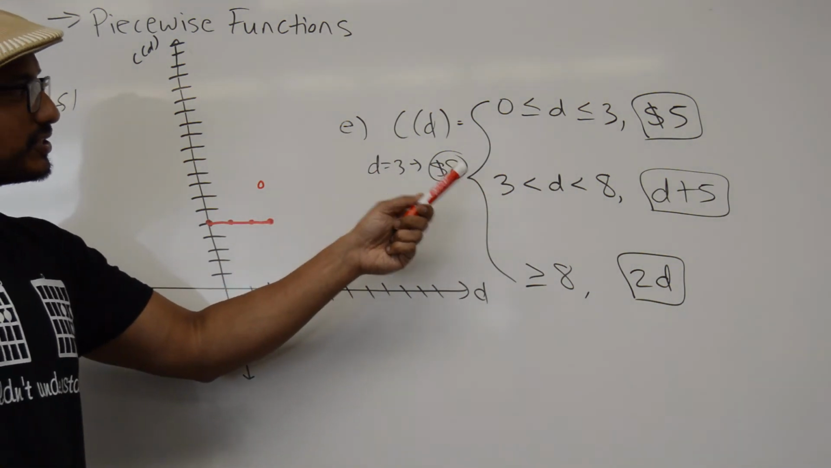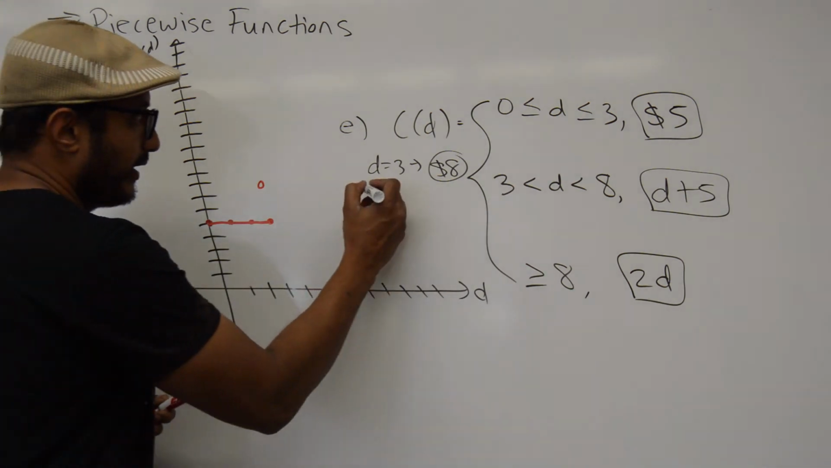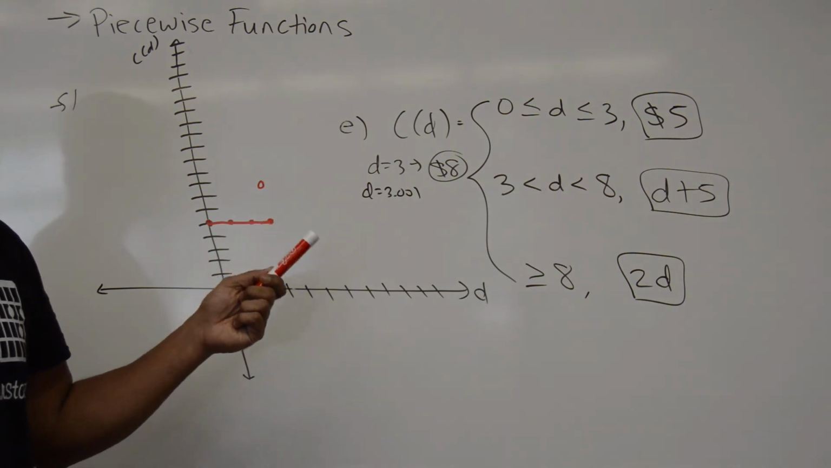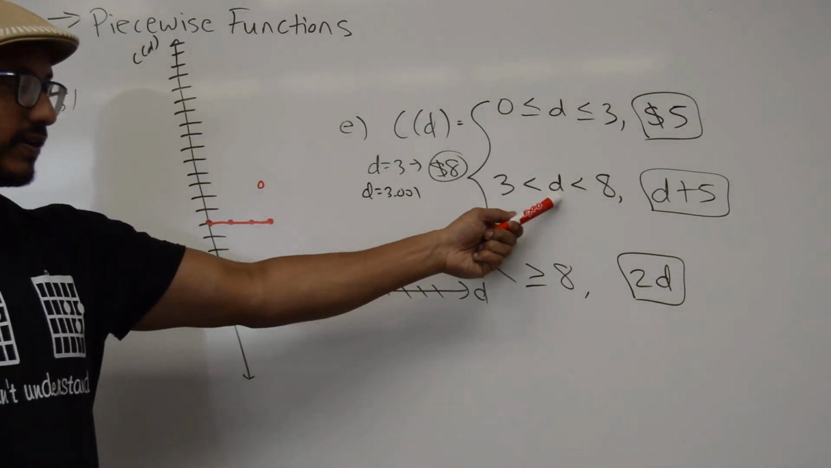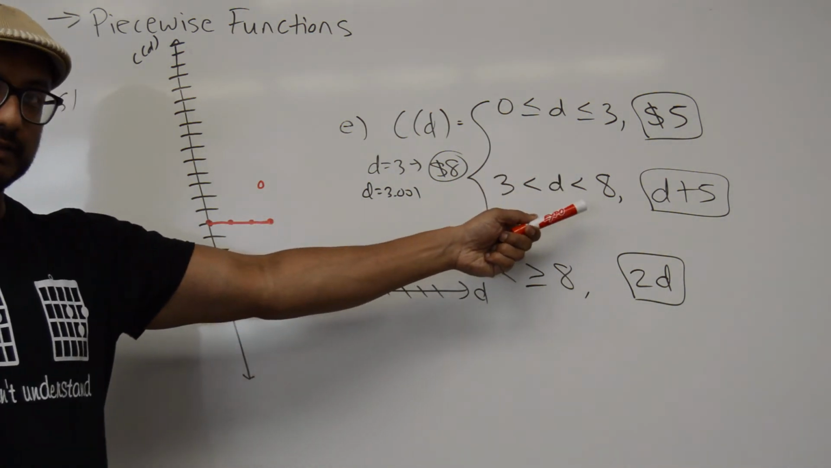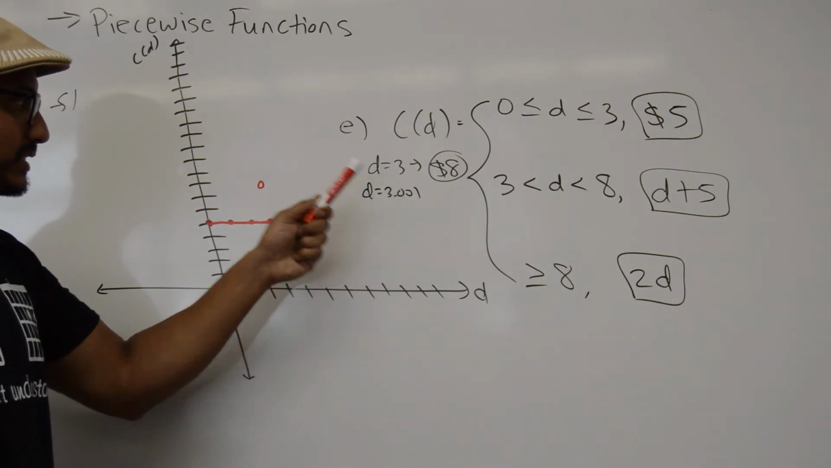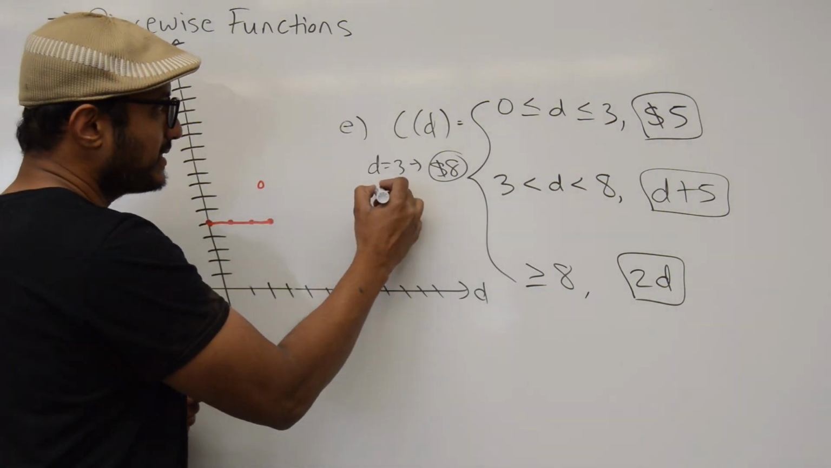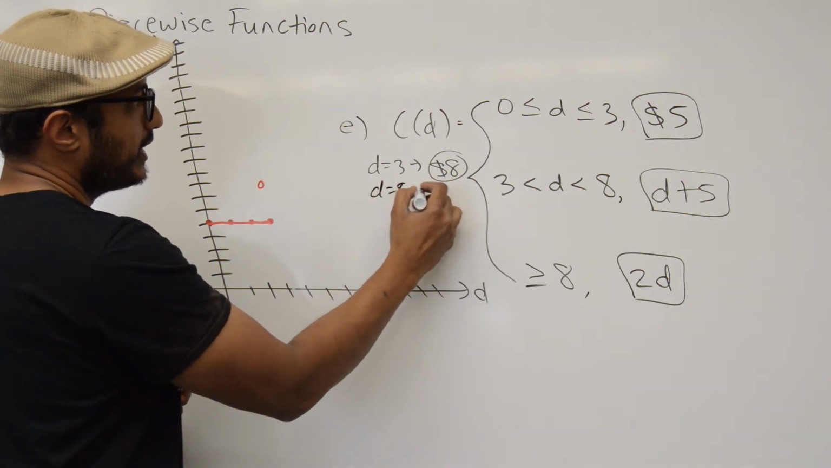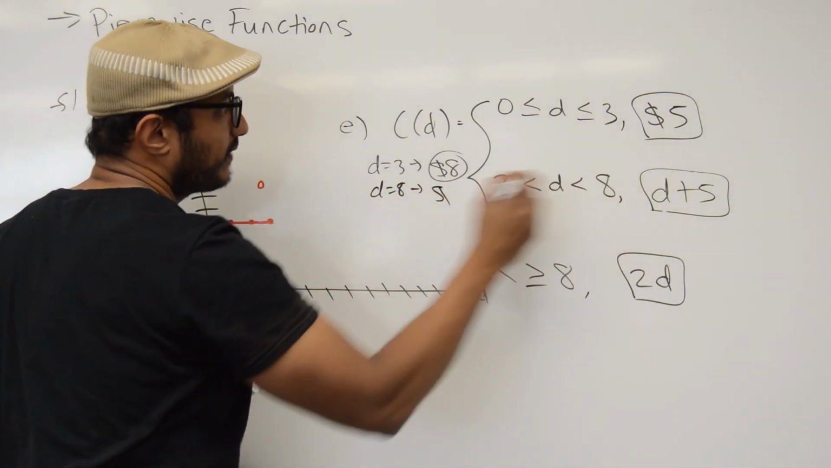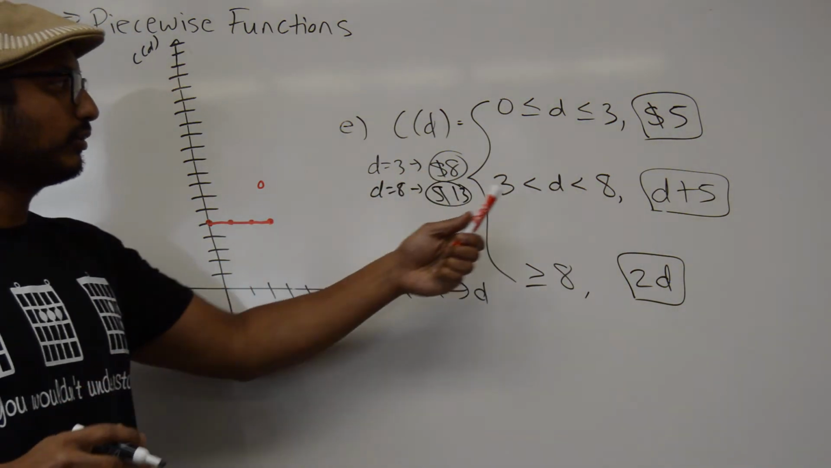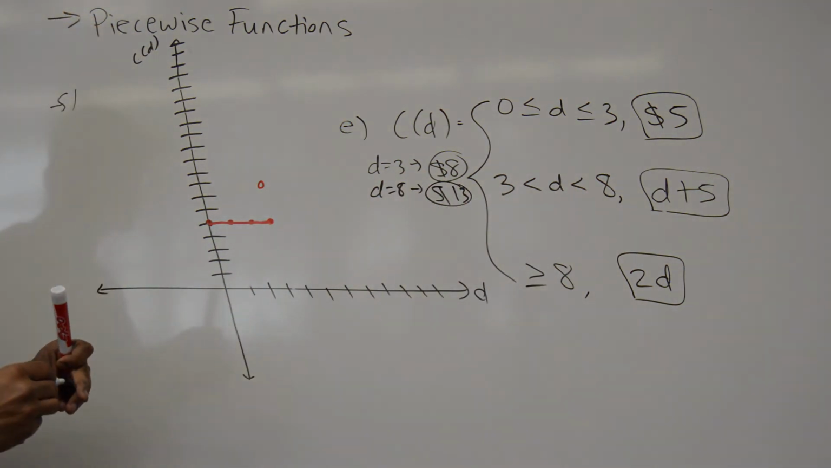But we still have to use 3 because what if D was equal to 3.001? What if you use 3.001 gigabytes of data? Then you would use this function because it's between 3 and 8. Okay, so to account for this, you have to start at 3. Now this function ends at D equals 8. So at D equals 8, your cost is 8 plus 5, which is $13. Now again, 8 is not included, so at $13, I'm going to put an open circle.